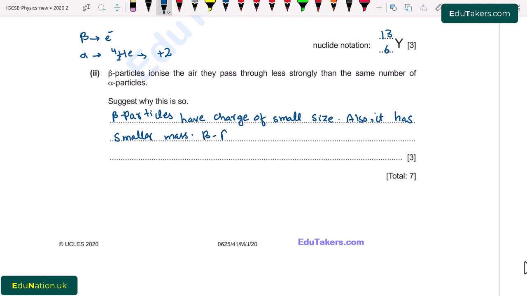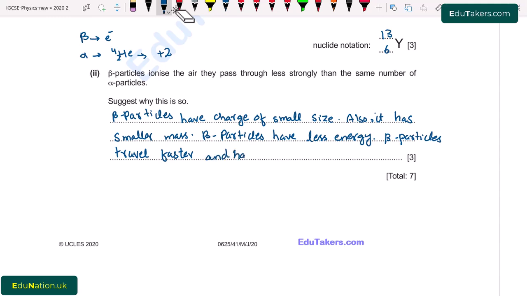Beta particles have less energy. That's why beta particles travel faster and have less time near the air molecules.